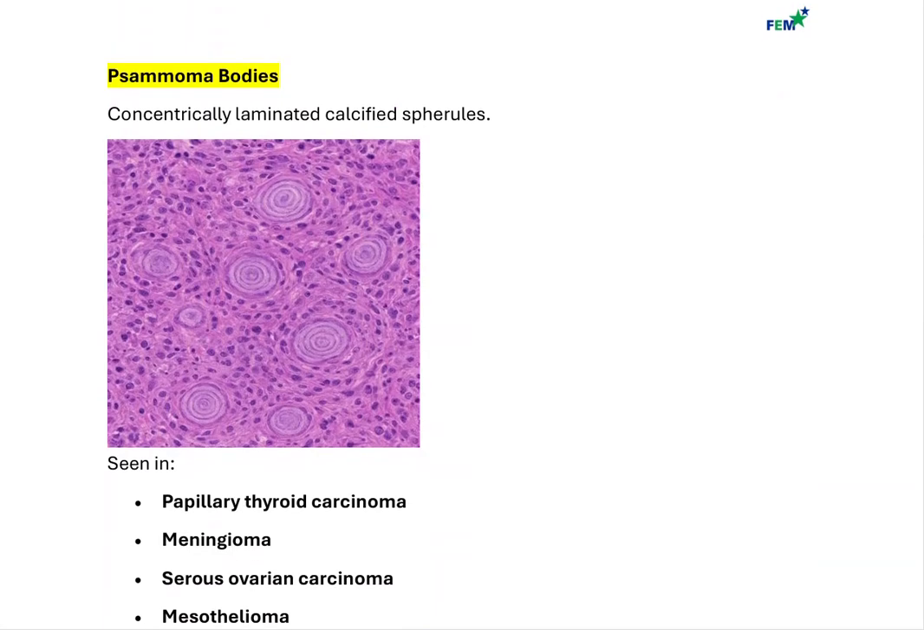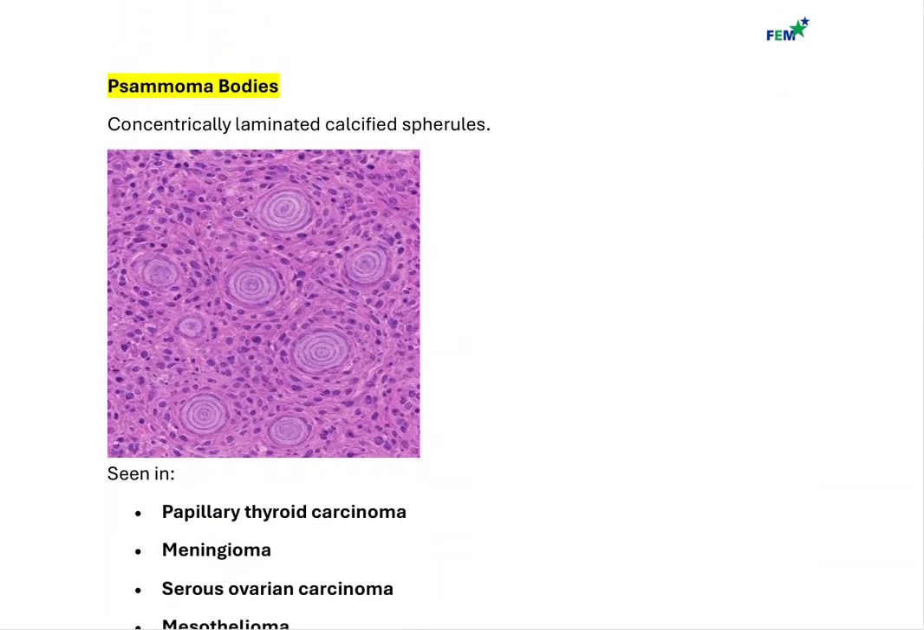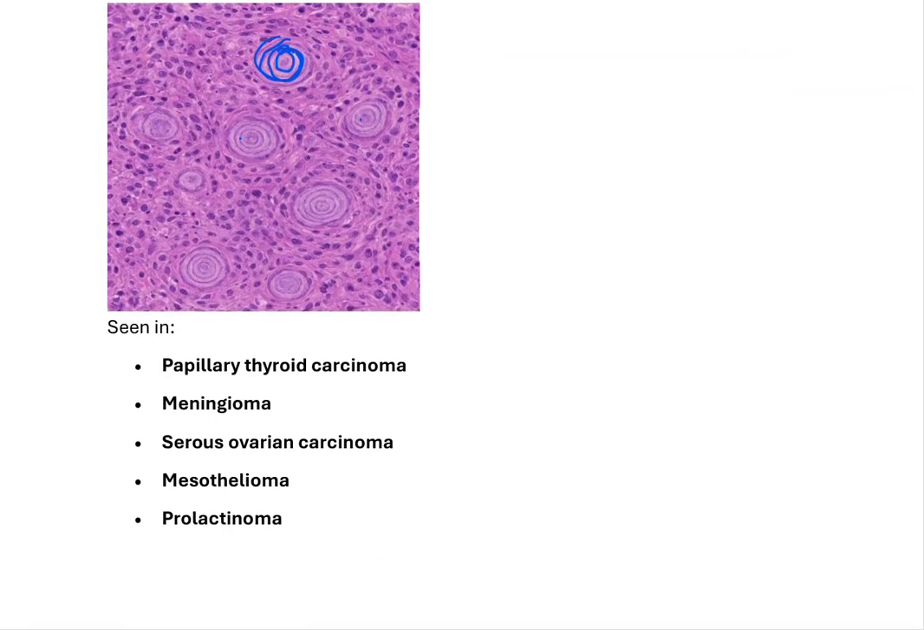Now there's another main example of dystrophic calcification, which is well tested on the exam. And this is called Psammoma bodies. So these are concentrically laminated calcified areas, which I call concentric areas of calcification, as you can see. We can see multiple on this image. And these concentric areas of calcification, which is what we call Psammoma bodies, are seen in certain malignancies, certain cancers.